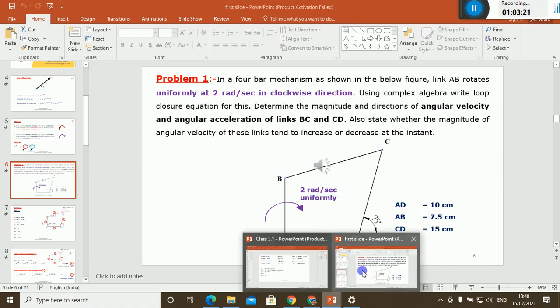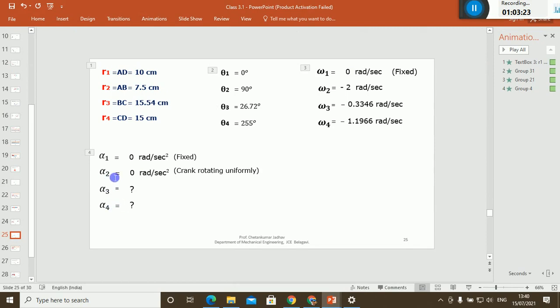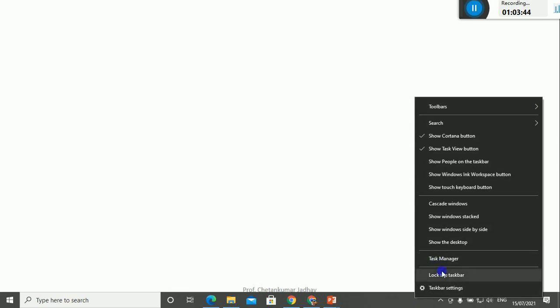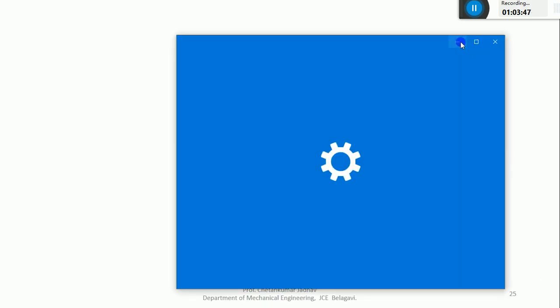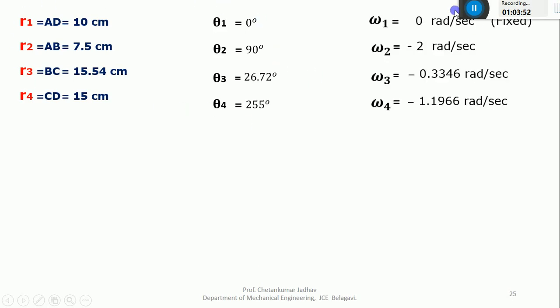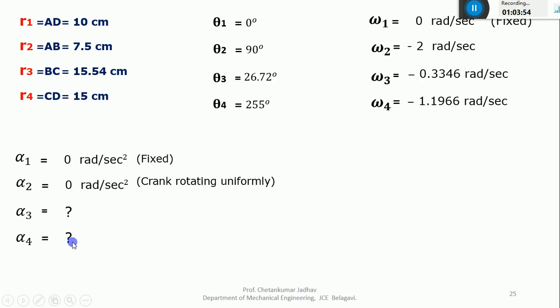That's why I consider alpha 2 as 0, because the crank is rotating uniformly. The angular velocity is constant, that is uniform. If there is no change in the velocity, the acceleration becomes 0, because the acceleration is nothing but the rate of change of angular velocity. Since the angular velocity is constant or uniform, the acceleration becomes 0. This one I got from the first equation, this one I got from the second equation, and using the third equation, I need to find out alpha 3 and alpha 4.